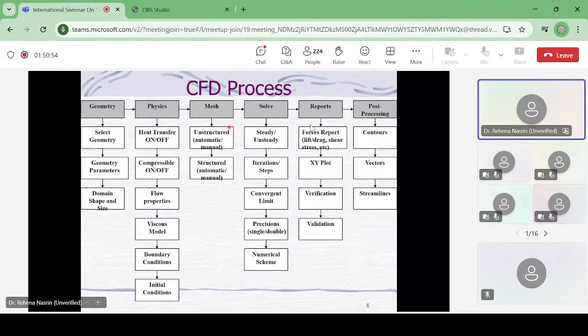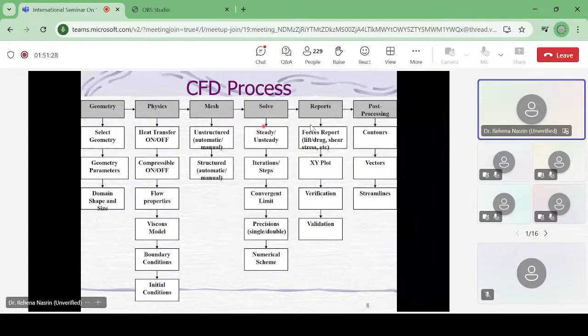And after that, we can complete our mesh structure. It may be structured mesh or unstructured mesh. If we use the finite difference method for numerical simulation, then we get a structured mesh. And if we use the finite element method for numerical simulation, then we get an unstructured mesh. Okay, after that we have to solve the mathematical model.